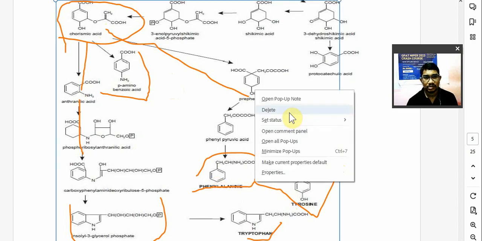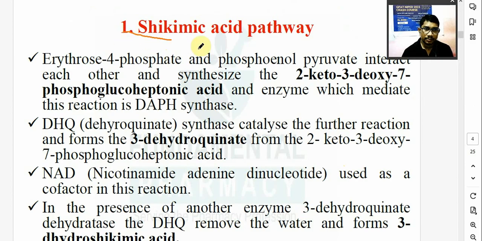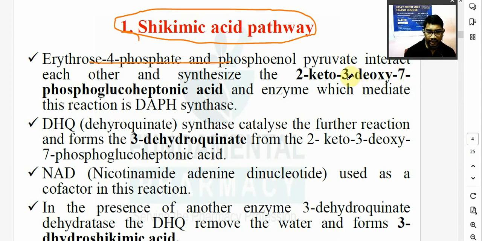Okay, पहले किसमें the compound 2-keto-3-deoxy 7-phosphoglucoheptanoic acid, इसको बनेगा आपका 3-dehydroquinate by the enzyme dehydroquinate synthase. Lastly, nicotinamide adenine dinucleotide NAD is used as a cofactor for this reaction. Next reaction क्या होता है? In presence of another enzyme known as 3-dehydroquinate dehydratase, 3-dehydroquinate is converted into 3-dehydroshikimic acid.